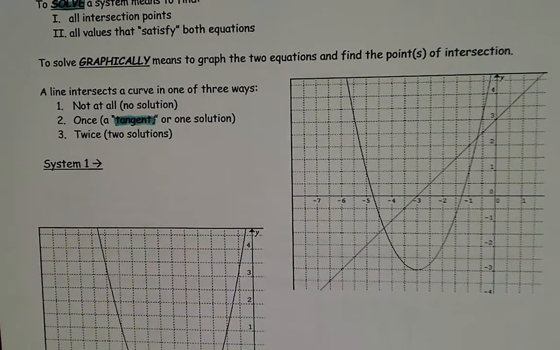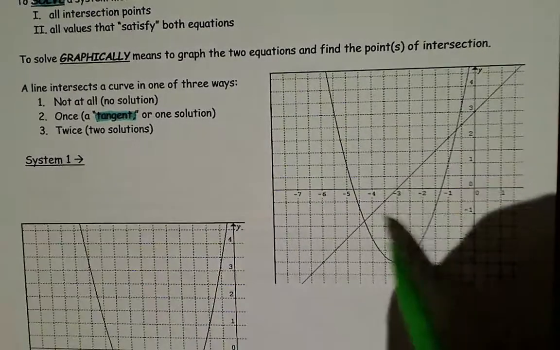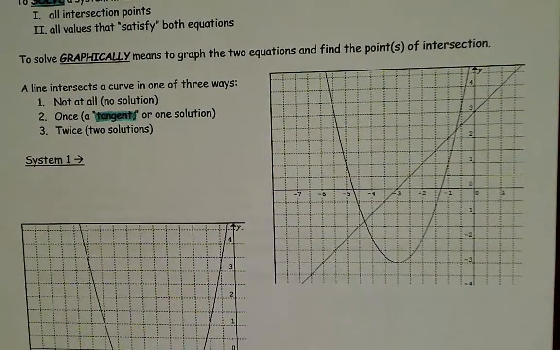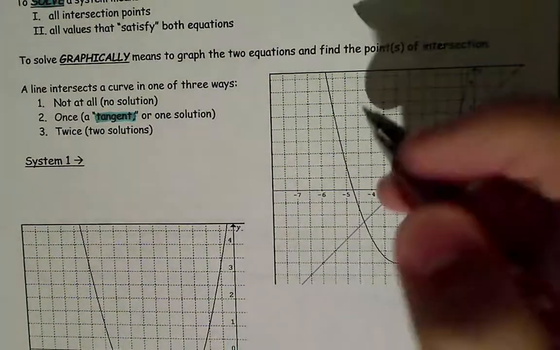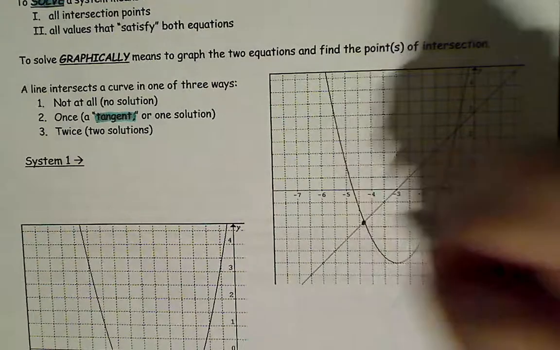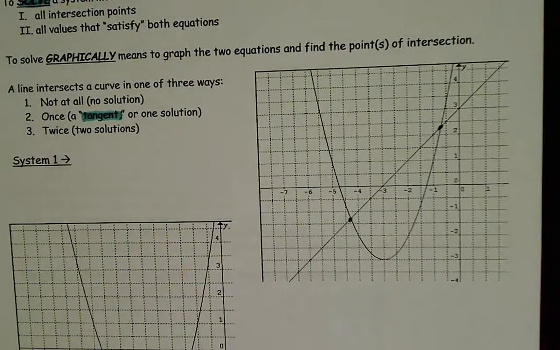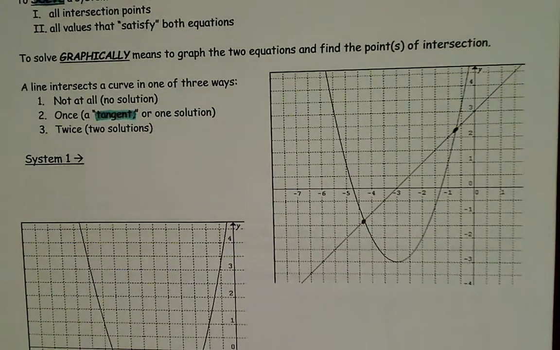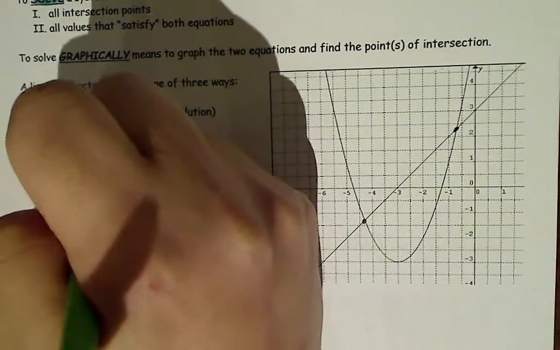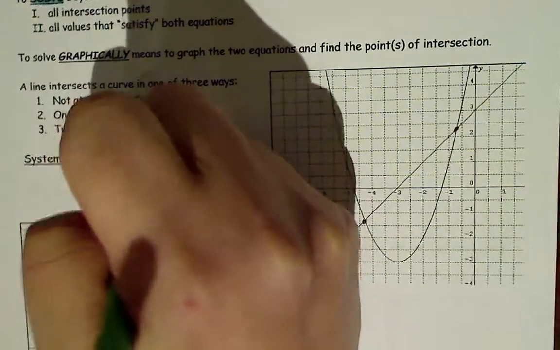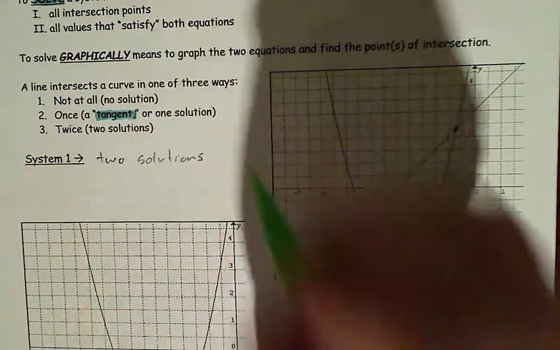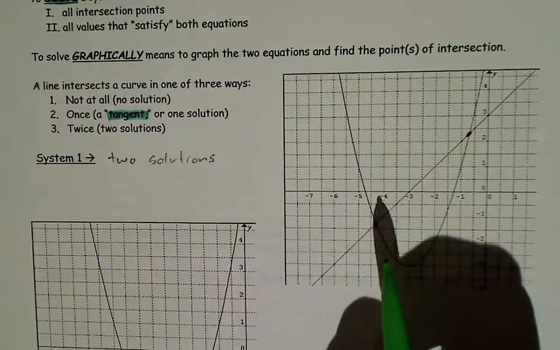So for system one that I'm looking at here, hopefully what you notice right away is that there are 2 points where the graph intersects, which looks like here, and here. Those 2 points are going to be my solution points to this particular system. And if I had the equations, I could get you the exact numbers. So system one has 2 solutions, based on this particular graph.